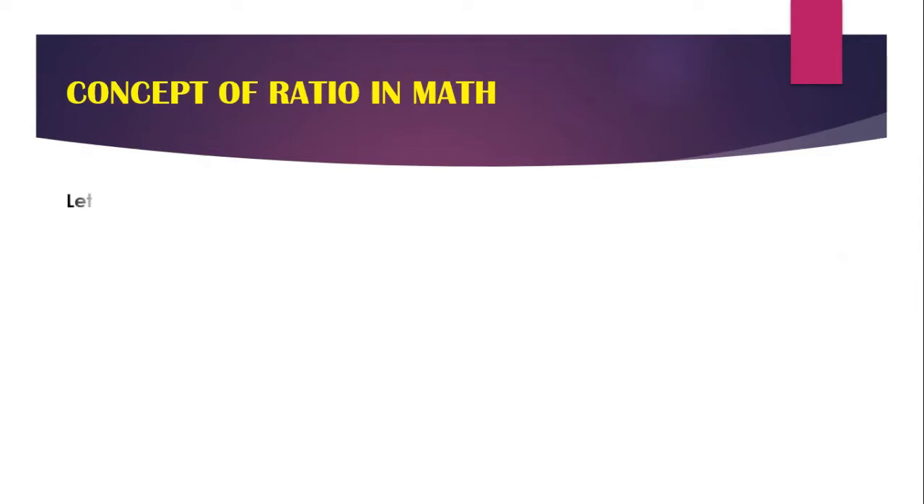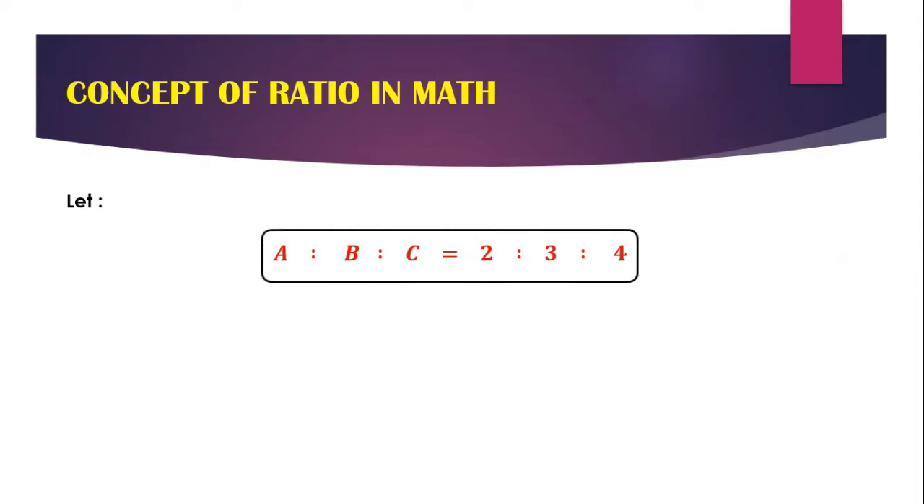Concept of ratio in mathematics. Let A to B to C equal 2 to 3 to 4. Once again, A to B to C equal 2 to 3 to 4. Okay, so what is the information that we got from this ratio? Let the ratio belonging to C, which is 4, equal 16 books. Once again, the ratio of C is represented by 16 books. The ratio of C is 4, the ratio of B is 3, and the ratio of A is 2. Clear, everyone?